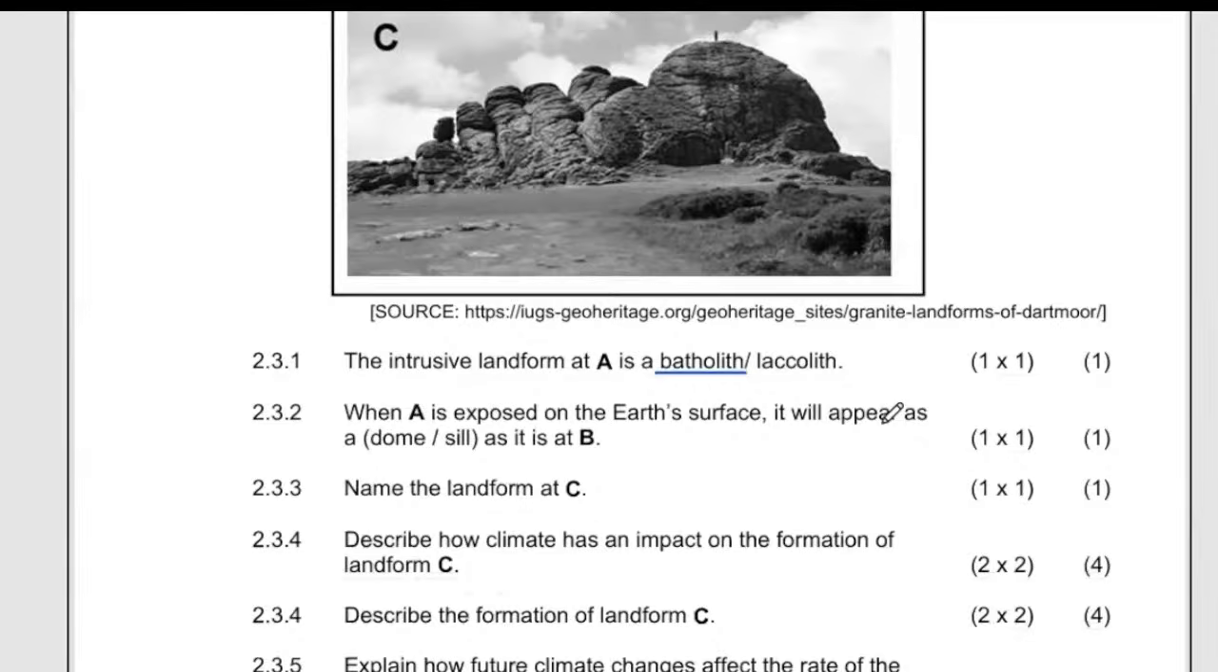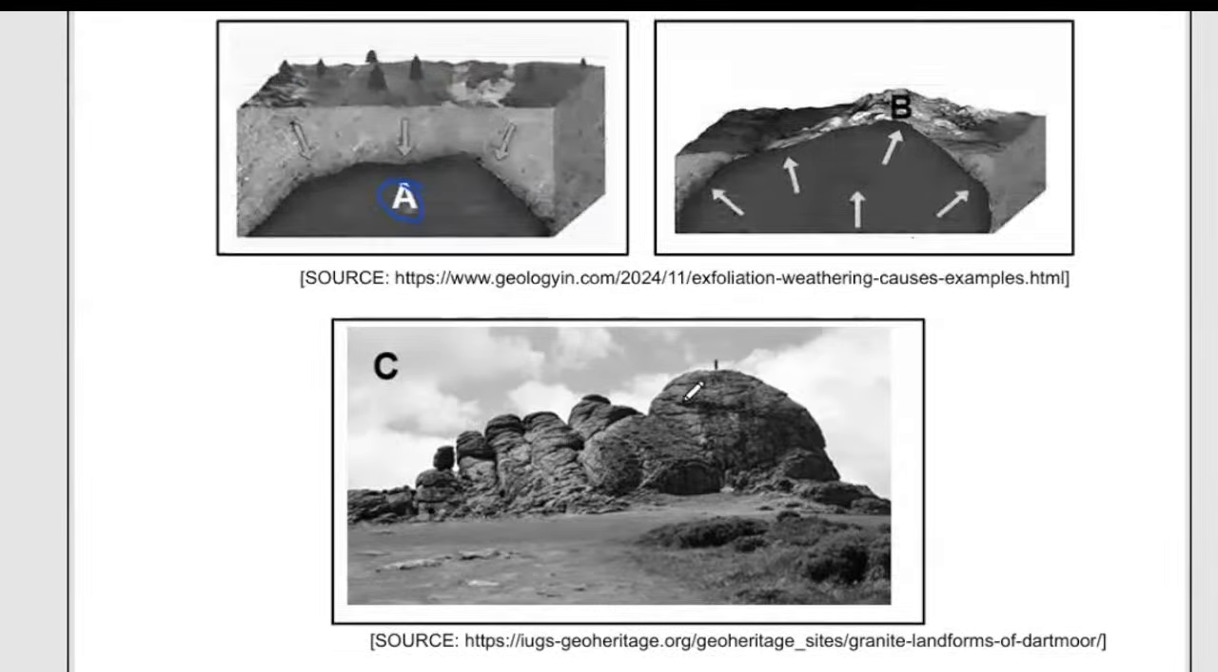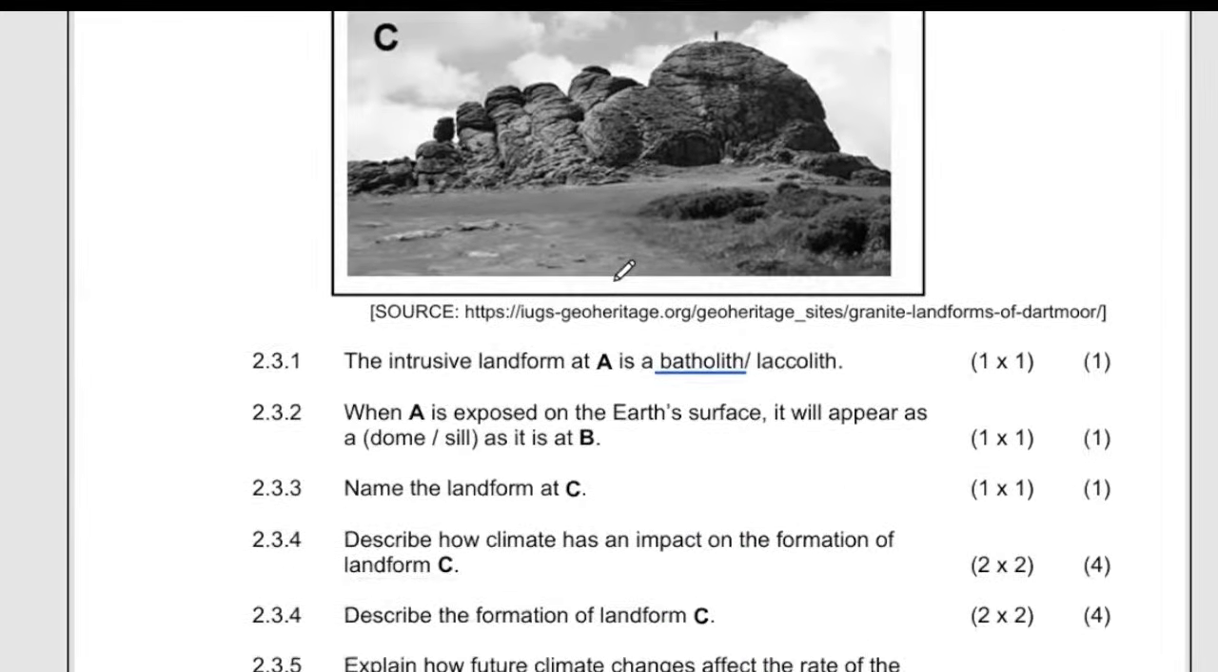Right. When A is exposed on the Earth's surface, if it ultimately finds its way of being exposed after all these layers have been removed, how is it going to look? What kind of a geographical feature will it resemble? It is going to resemble a granitic dome.